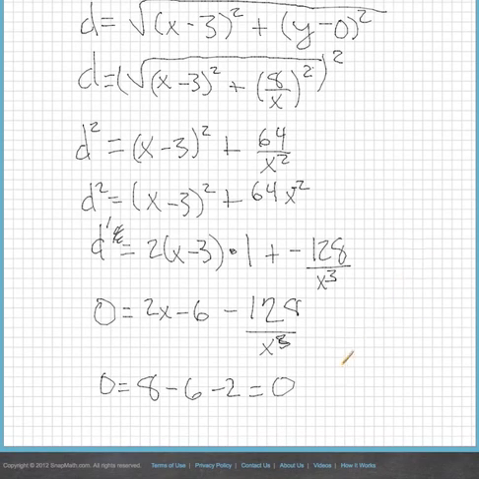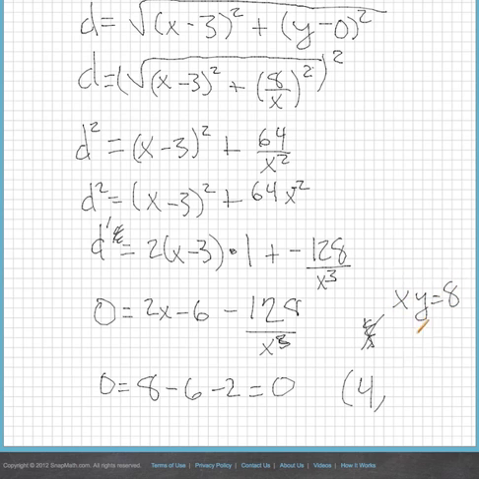So our point closest to that point has 4 for x. And then if we plug 4 into xy equals 8, it's going to be 4y equals 8, and then y equals 2. So the point is (4, 2).